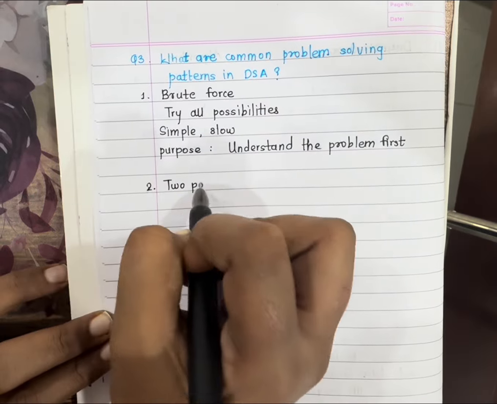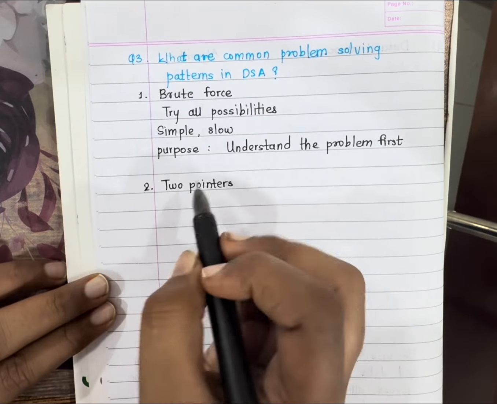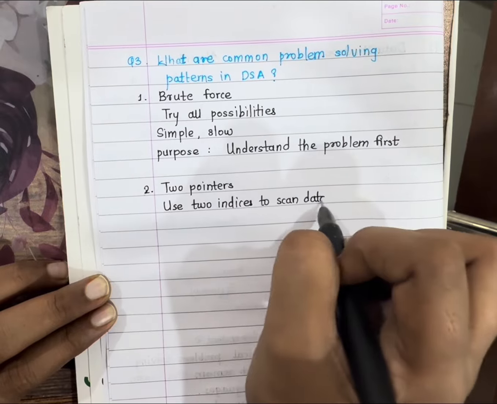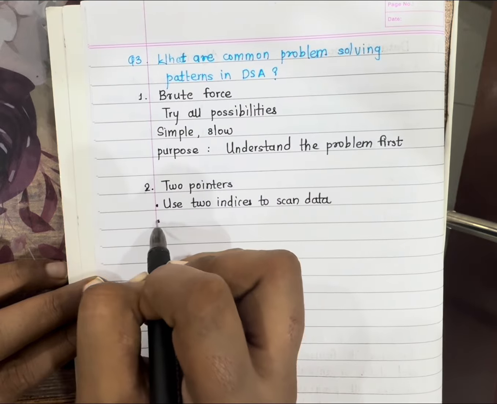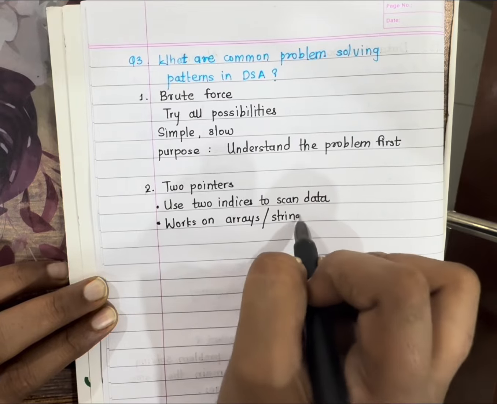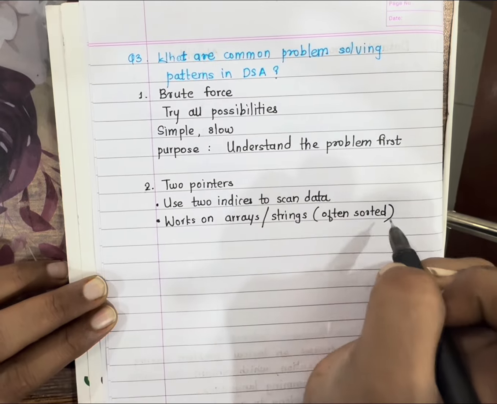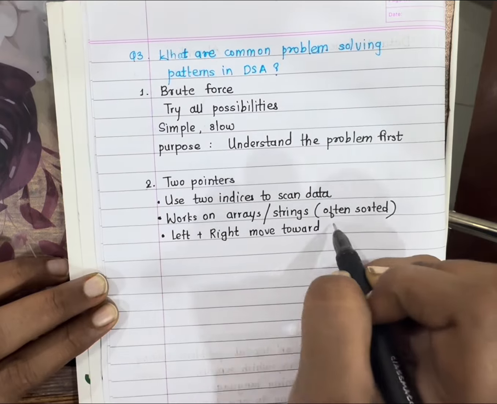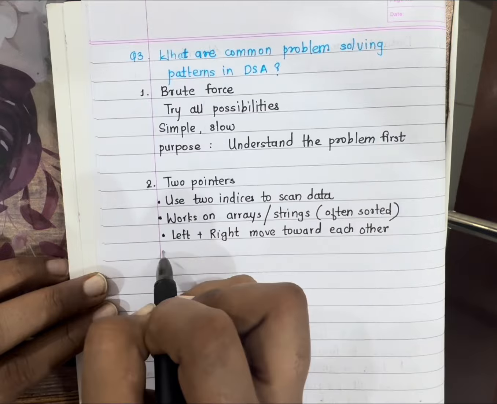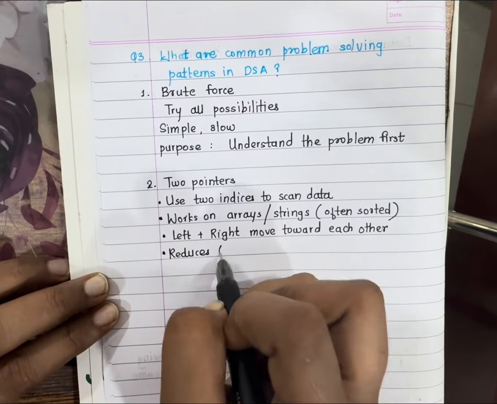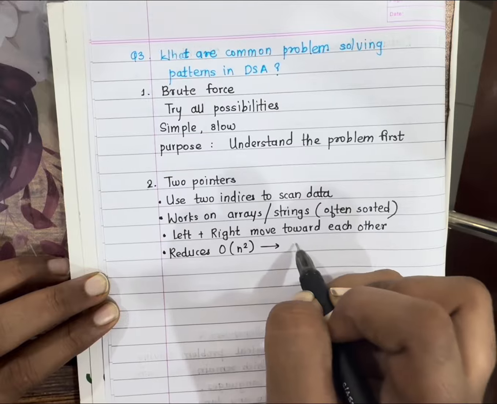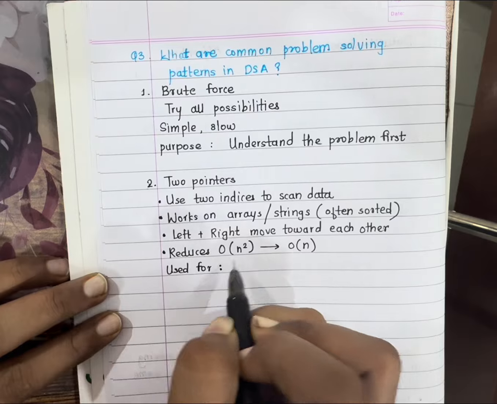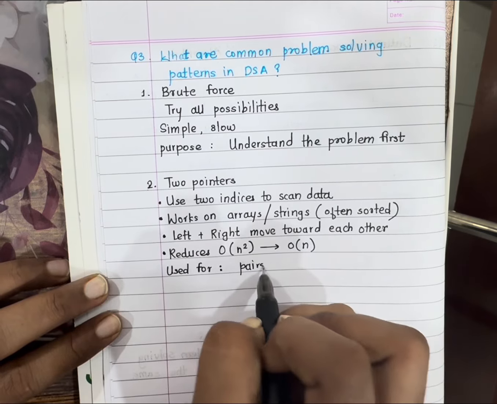The second one is the two pointers method. This uses two indices to scan data. It works on arrays and strings, which are often sorted. So what happens here? Left and right move toward each other. What it does is reduce the complexity from O(n^2) to O(n). And what is this used for? The two pointers method is used for pairs comparison.